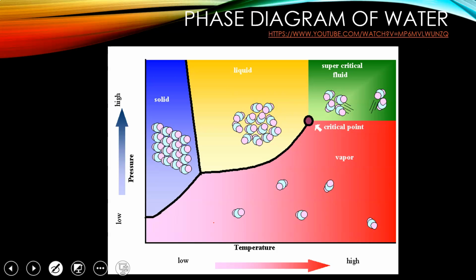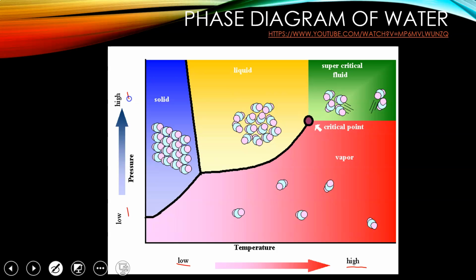Next, we're going to look at phase diagrams of water. You can see there's a YouTube link up there if you'd like to watch it. But what we have is temperature and pressure. So at the bottom down there, we have temperature going from low to high. And up the side, we have pressure going from low to high. And then on that diagram, we have the different states that we learned about last class. We have a solid, a liquid, and a vapor.